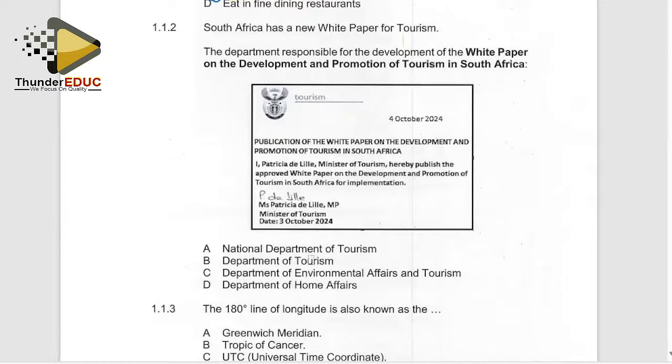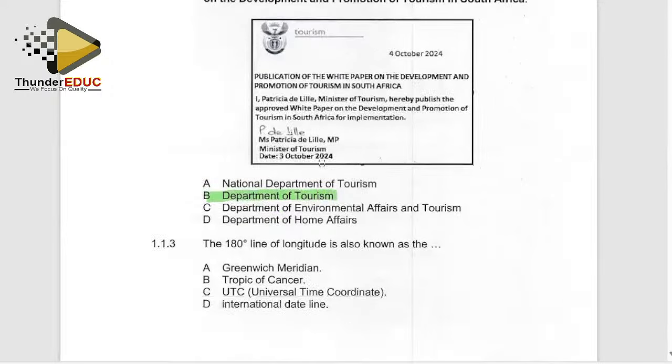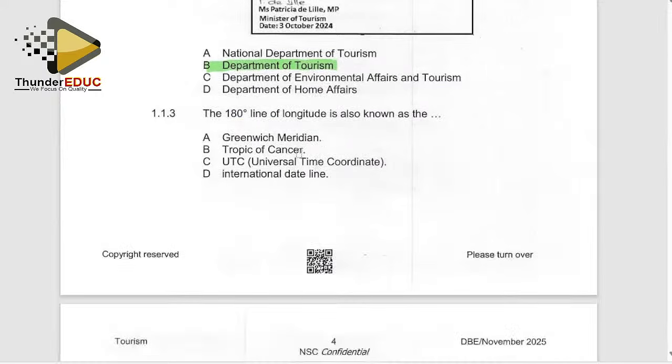So the department which is responsible for this is known as the Department of Tourism. The Department of Tourism is responsible for this particular white paper. Then going straight to the next question. 1.1.3, the 180-degree line of longitude. So our key term there which should guide our response is line of longitude.